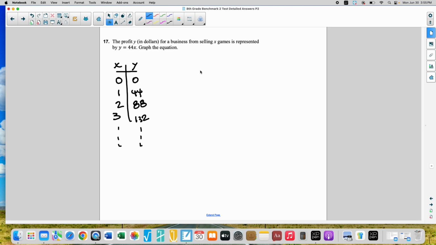So if we want to graph the equation, we're going to make a chart, and we have an x-axis and a y-axis. Our x-axis, this one, is the number of games, so that is the number of games sold. And that's going to be 0, 1, 2, 3, 4, 5, 6, 7, etc. And then on the y-axis is the profit. Y equals the profit, and that's in dollars.